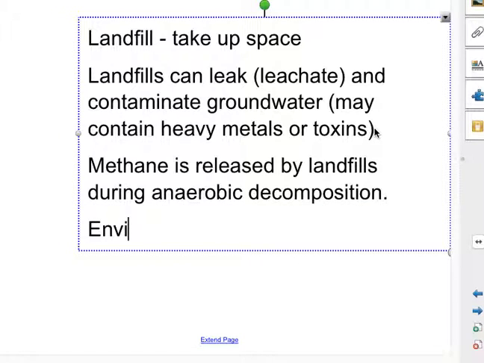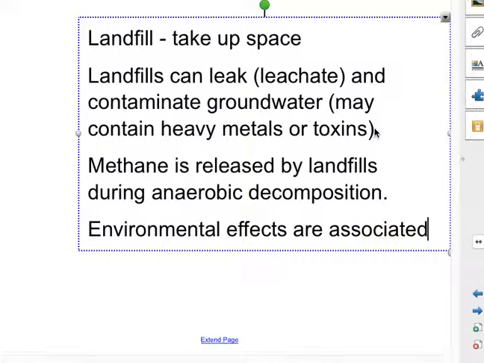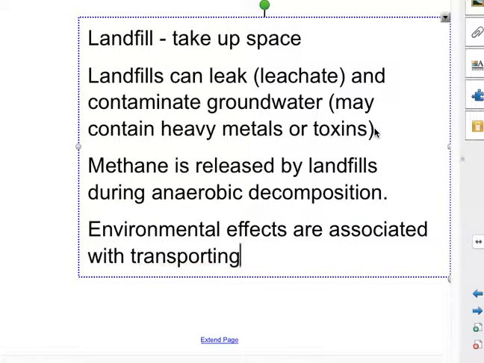And then there are some environmental effects with the transporting of material. I mean, it's going to be transported in a vehicle that probably is using fossil fuels. And so if you're answering this question, you can write about all the effort that goes into drilling for that petroleum. And then when we burn it in a vehicle, we're releasing carbon dioxide, contributing to climate change.